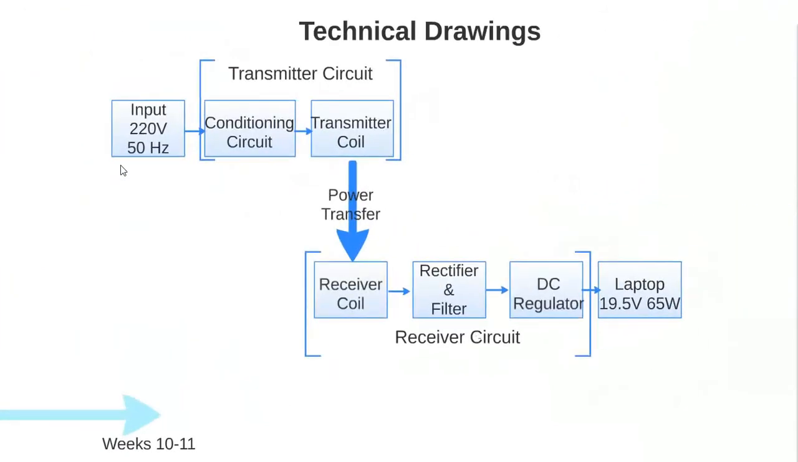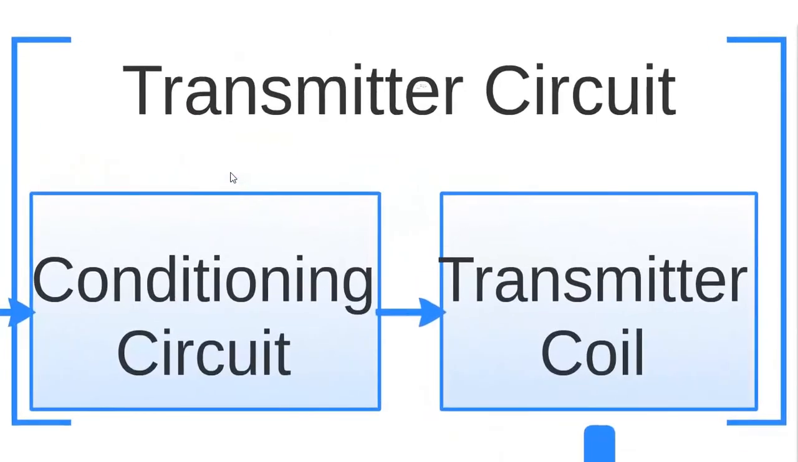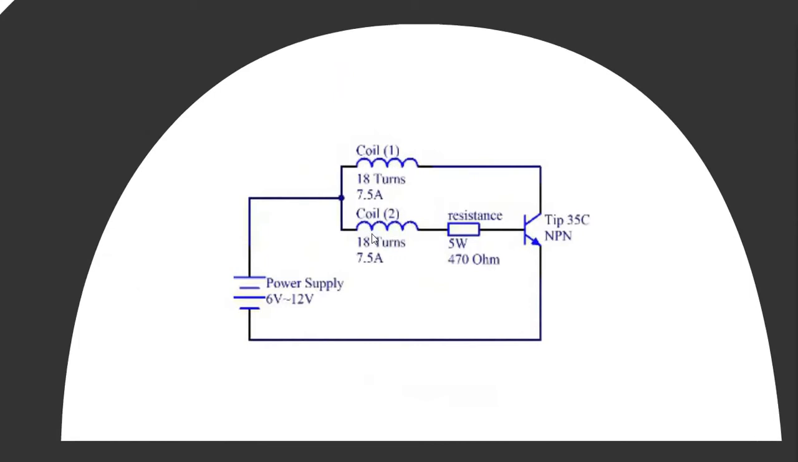From here, we build our technical drawings and block diagram, which basically has input, conditioning circuit, transmitter circuit, and coil, and this whole thing represents the transmitter circuit. The conditioning circuit is a resistor and a transistor, and then we have the coil.